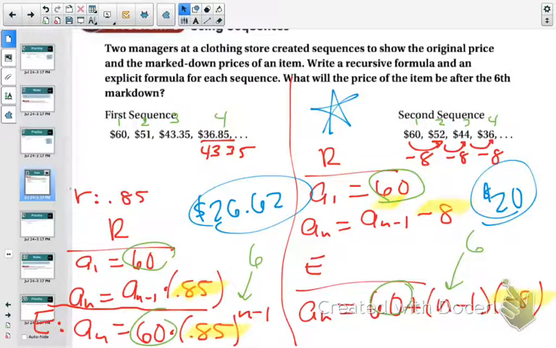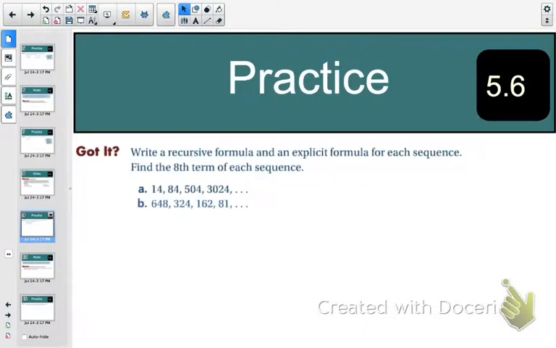Okay, moving on. Let's go ahead and try this one. Try A and B, and I will do it as well. And then pause this in 3, 2, 1, pause.